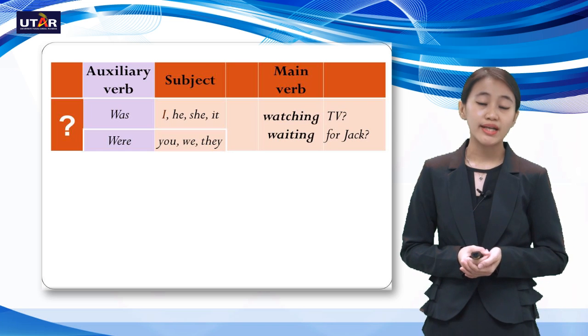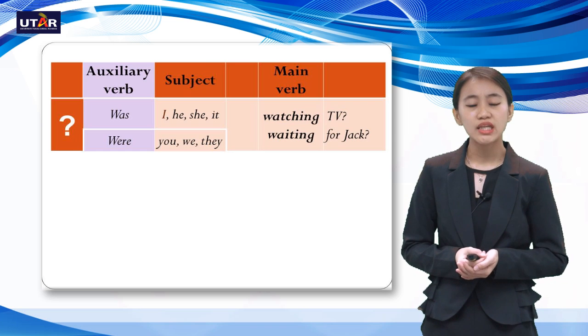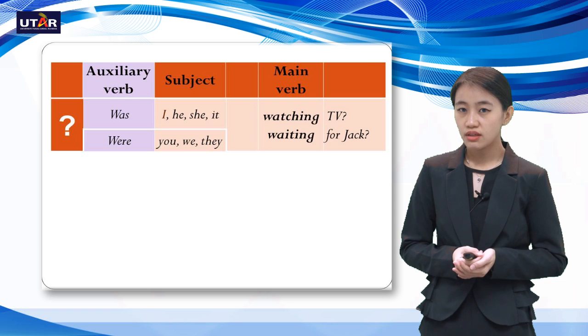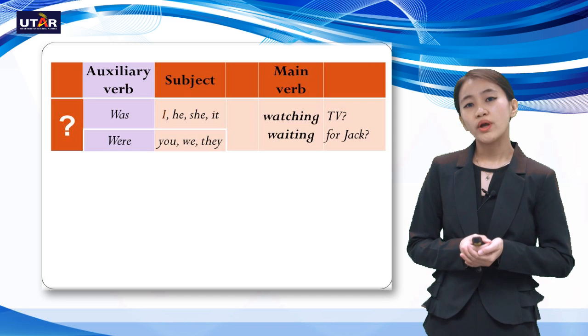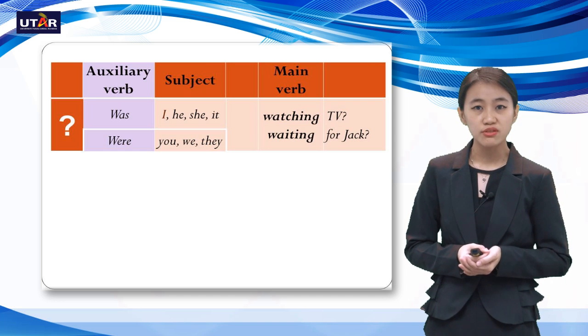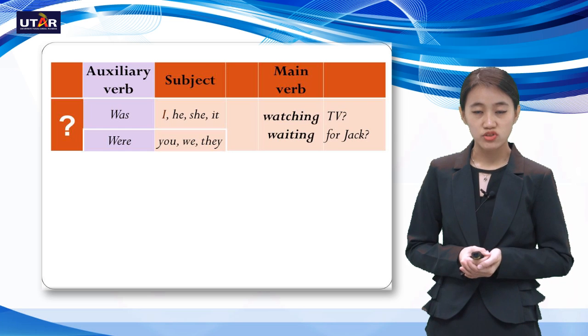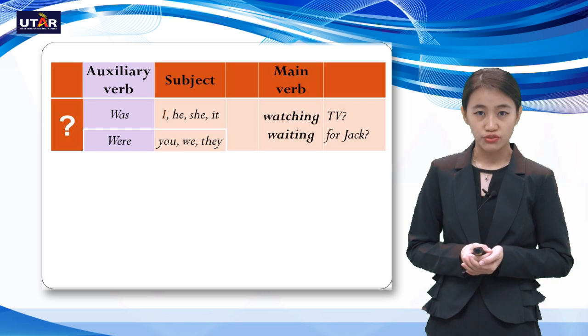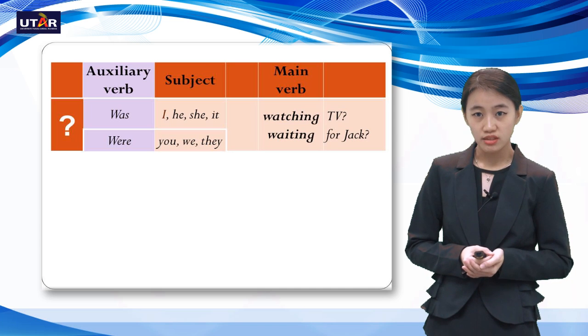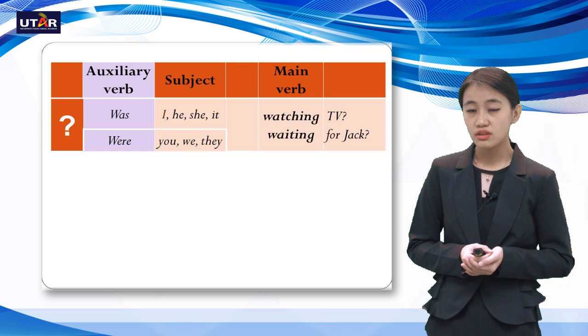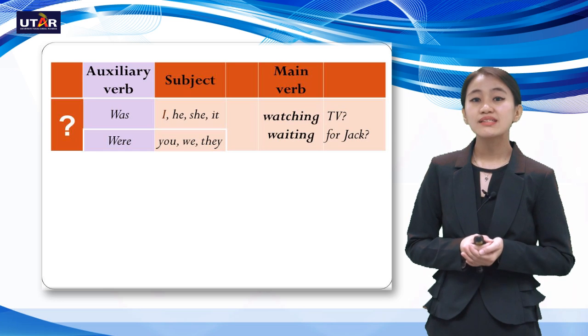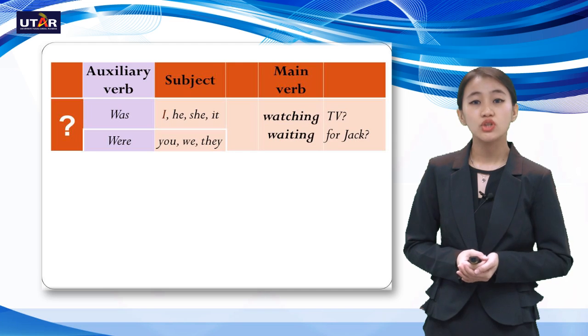So if I were to read out an example for you, was he watching TV? For plural, were you waiting for Jack? So here, when you want to construct positive, negative, and question, there is a slight difference. So positive, negative, subject, auxiliary, main verb. But when it comes to question, auxiliary verb, subject, then only your main verb.